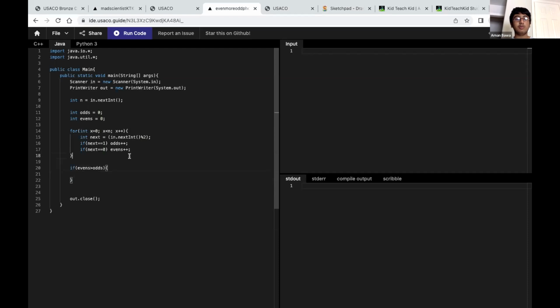So I'll make an answer variable too. And I'll set it equal to 0 at first. So I'll say answer is equal to 2 times odds plus 1. And then we're done. But let's say evens is equal to odds.